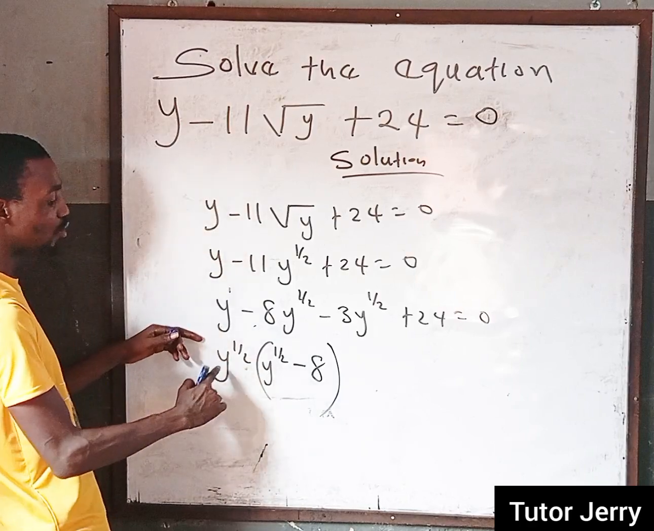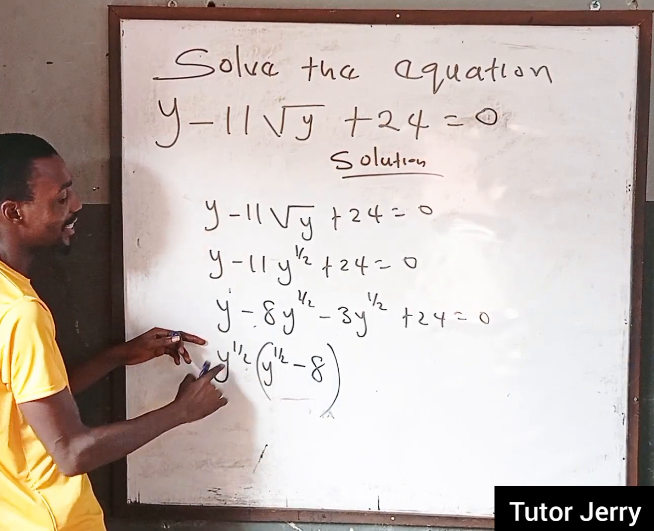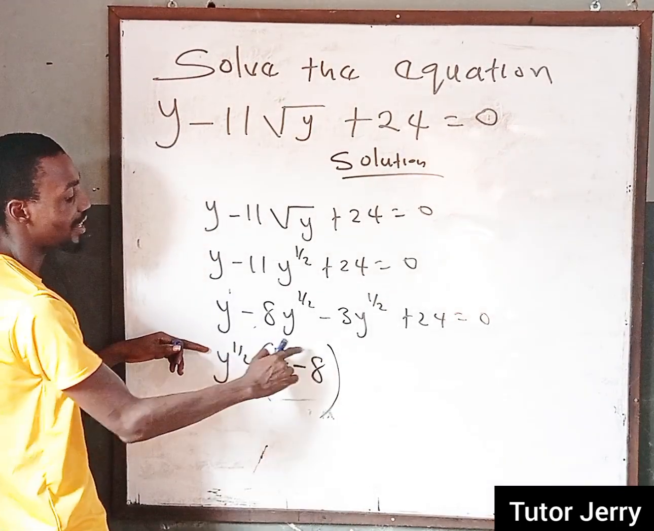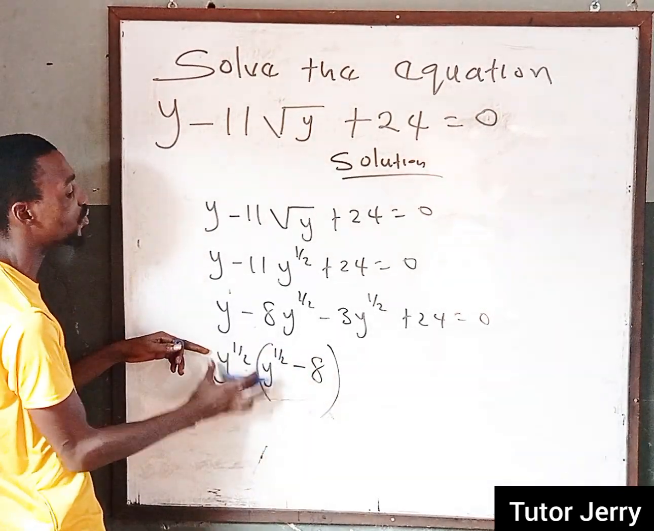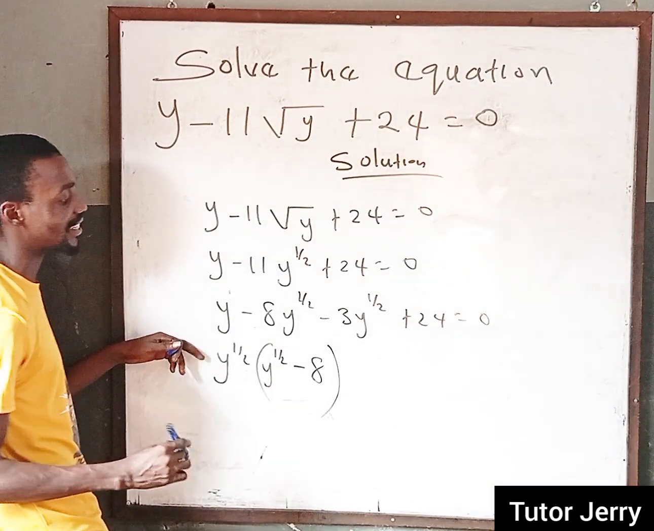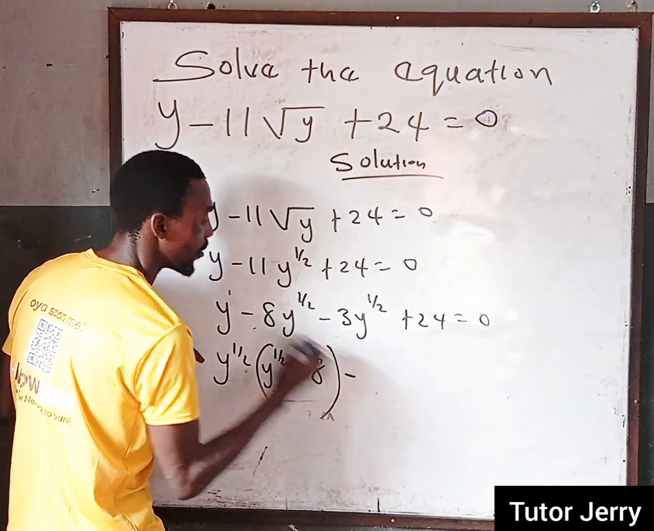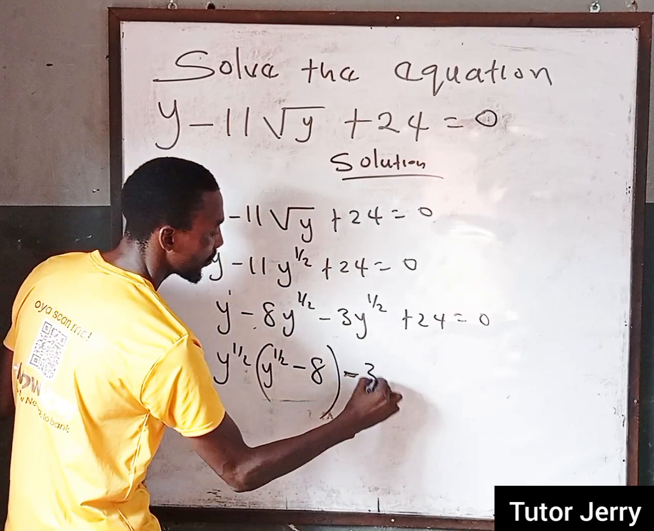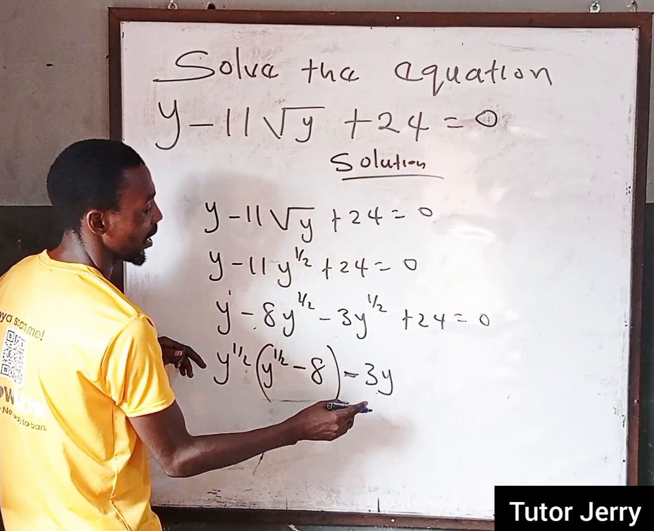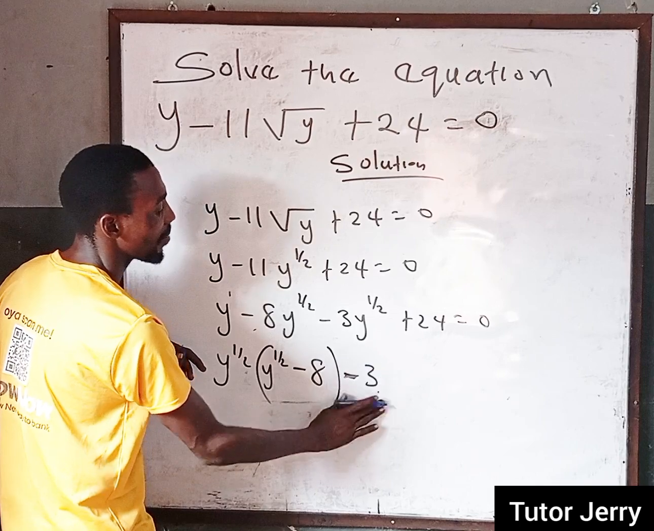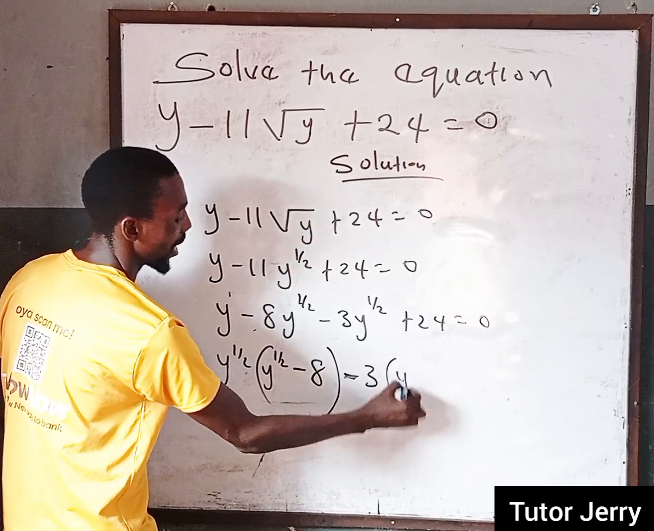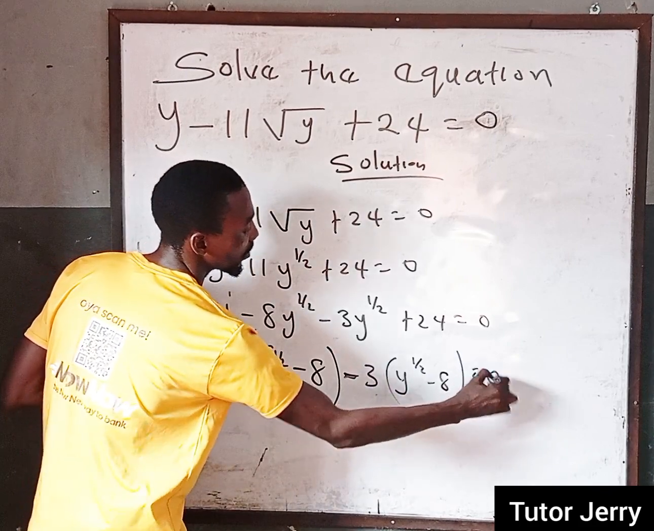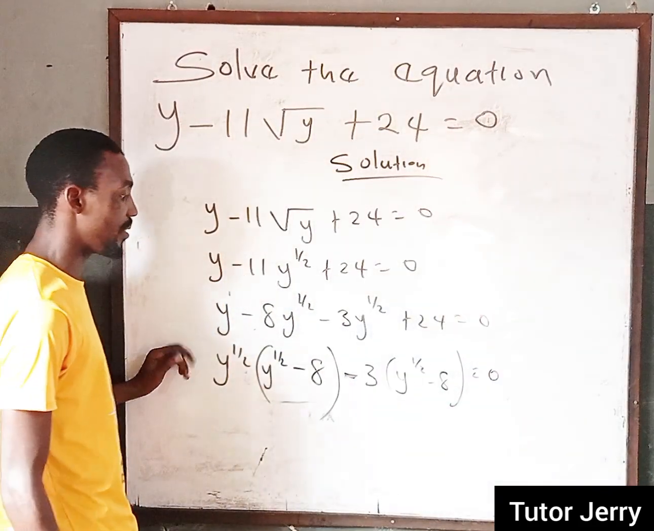So by the time you multiply y to power 1 over 2 by y to power 1 over 2, adding 1 over 2 plus 1 over 2 is 1. Is that clear? The same thing here: factor out minus 3, and we will be left with y to power 1 over 2 minus 8. Then everything equals 0. I hope this is clear.